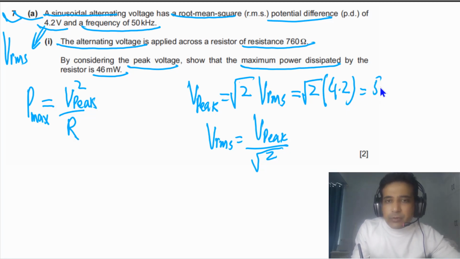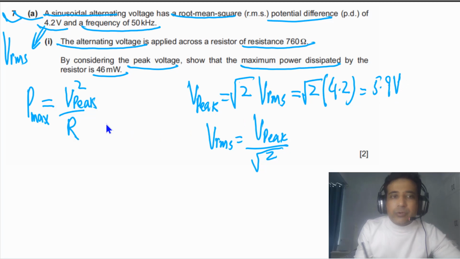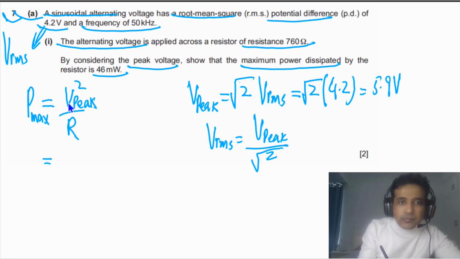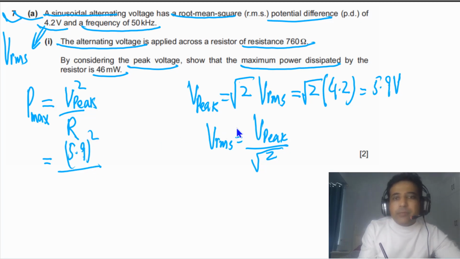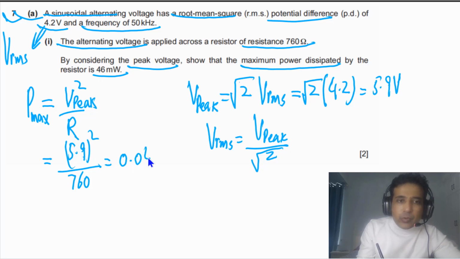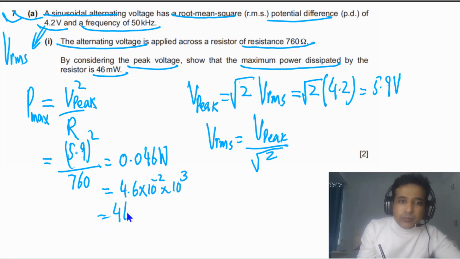Now simply plug in these values. P is equal to V peak squared, 5.9 squared, divided by the resistance, which is 760 ohms. If we solve this, our final answer will be 0.046 watts. We can convert this into milliwatts: this is 4.6 times 10 to the minus 2, and we multiply it by 1000. So our final answer is 46 milliwatts. This is what we needed to show, and if you have done this, you will get 2 marks.